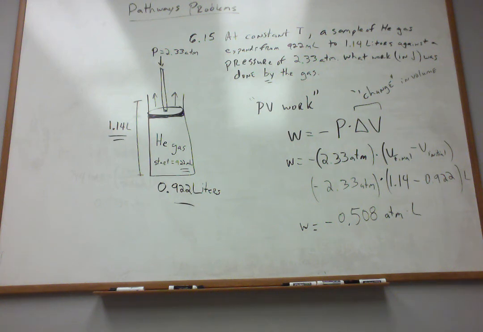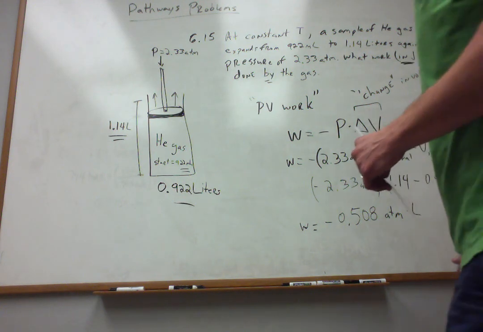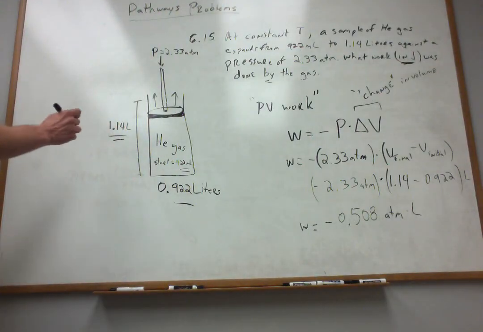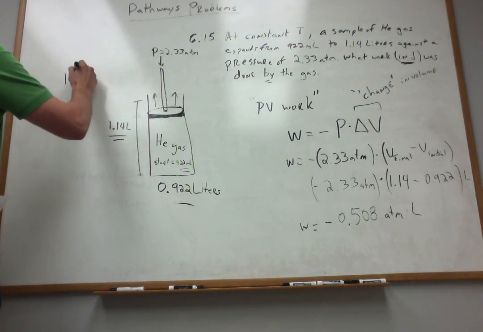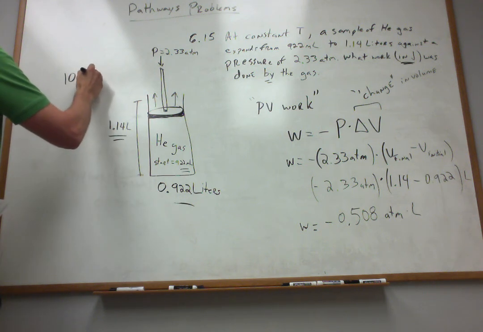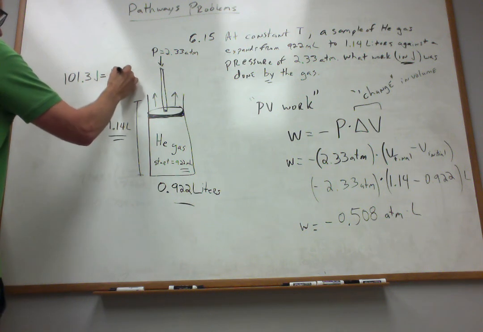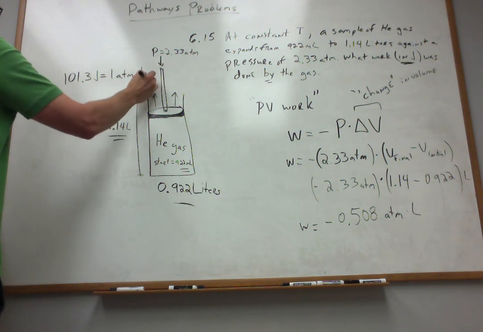That was the work that's done, the PV work. Now here's the thing. They ask us in the problem to compute the work in joules, not in atmosphere-liters. So we have a little bit more work to do. But fortunately, this is not so bad, because in the problem, if you read it carefully in your book, they give us a conversion factor. I'm going to write that up here on the board. The conversion factor is that 101.3 joules is equal to 1 atm-liter.